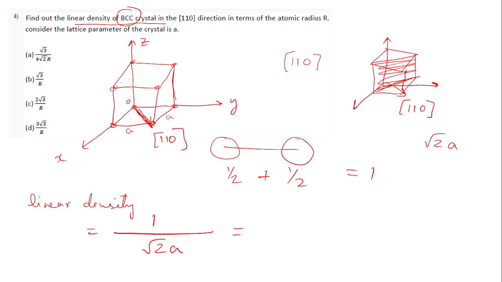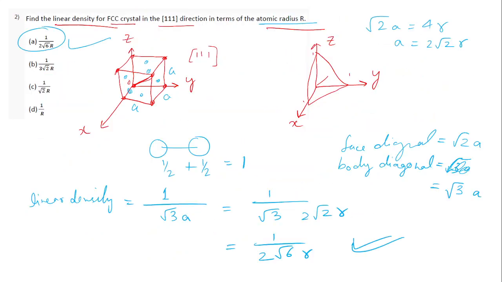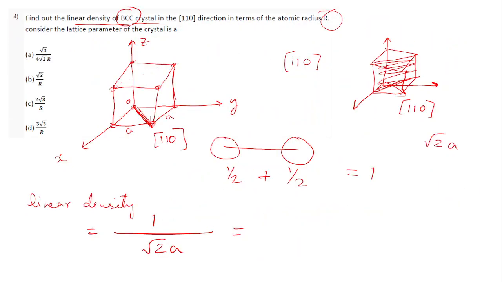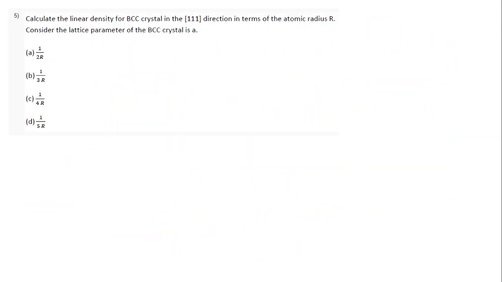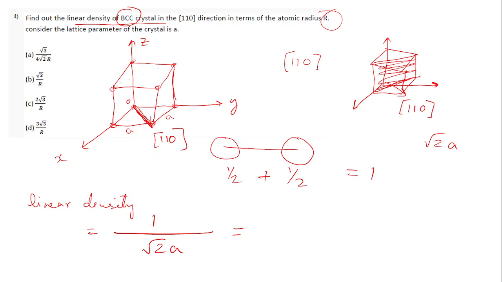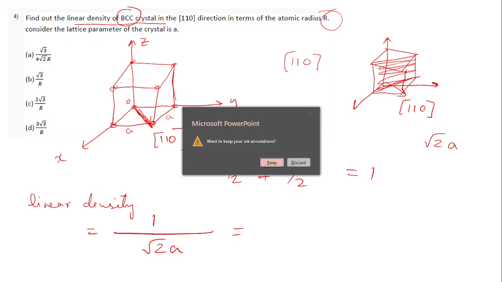Now we have to answer in terms of radius. For BCC, what is the relation between the edge length A and the radius of the atoms? We have seen it till now for FCC, but for BCC it's different. Let's take one more slide.